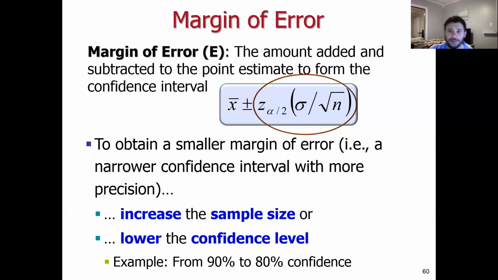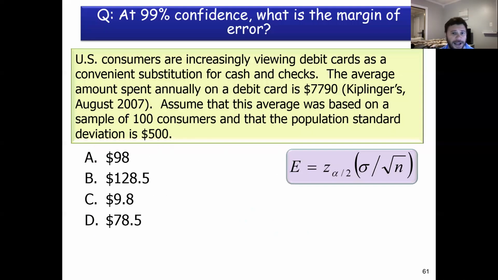So let's go ahead and apply this formula to an example. This next example has to do with debit cards, and it says U.S. consumers are increasingly viewing debit cards as a convenient substitution for cash and checks. The average amount spent annually on a debit card is $7,790. Assume that this average was based on a sample of 100 customers and that the population standard deviation is $500.